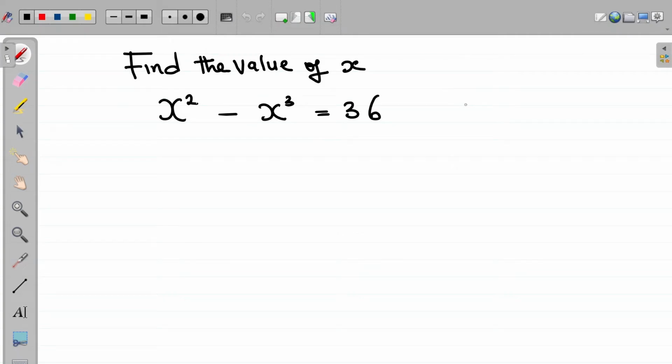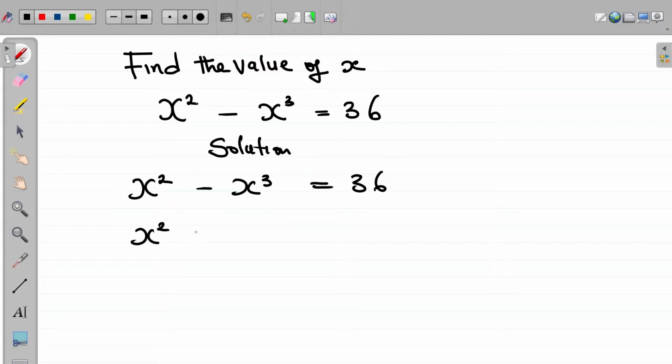Hi, we were given to find the value of x for the equation x squared minus x cubed equal to 36. Our equation was given as x squared minus x cubed equal to 36. Now, we will move 36 to the left-hand side, and our equation becomes x squared minus x cubed minus 36 equal to 0.